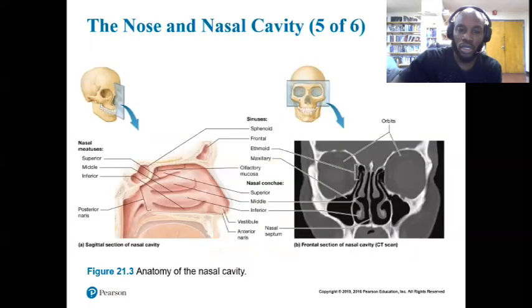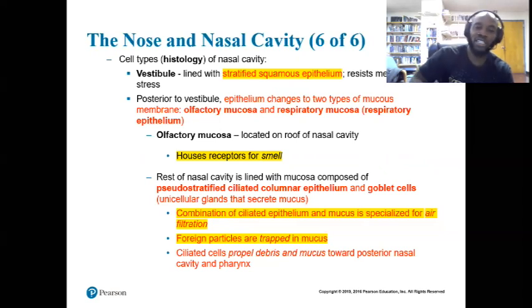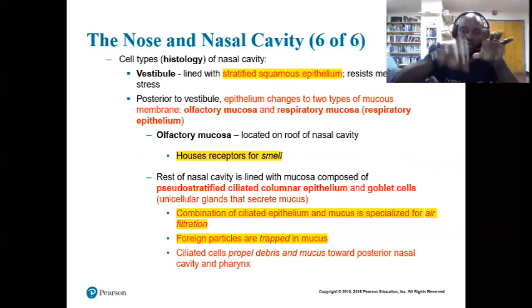So we notice right here your olfactory mucosa, and then we also have the rest of the nasal cavity is lined with the mucosa composed of pseudostratified, ciliated, and this is important. You're going to see this often: pseudostratified, ciliated columnar epithelium and goblet cells. Right? Pseudostratified. It looks like it's stratified, but it's actually not. The nuclei are arranged so that it looks like it's more than one level, but it's not. Ciliated, that means it has cilia protruding from it.